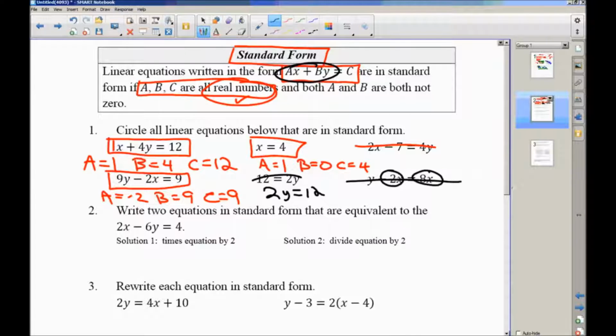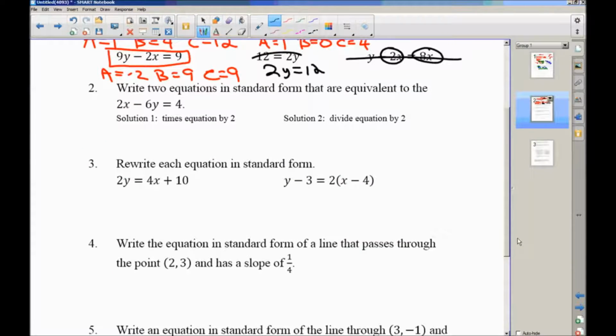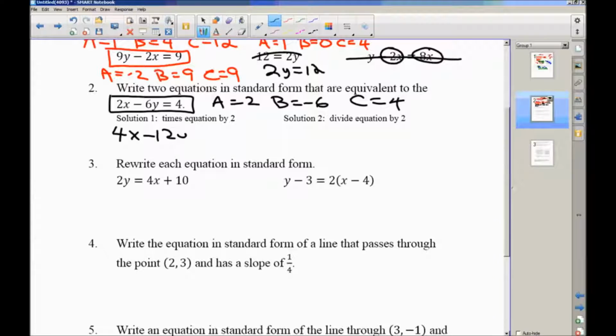Okay. Number 2, write 2 equations in standard form that are equivalent to this equation. So here is currently an equation in standard form. It's got the X and Y terms on one side, the constant term on the other. Right now, the A is 2, the B is -6, and the C is 4. But we could change this by just timesing it by 2. So times the whole equation by 2, and we would get 4x minus 12y equals 8. That's one way. These 2 equations are equivalent.